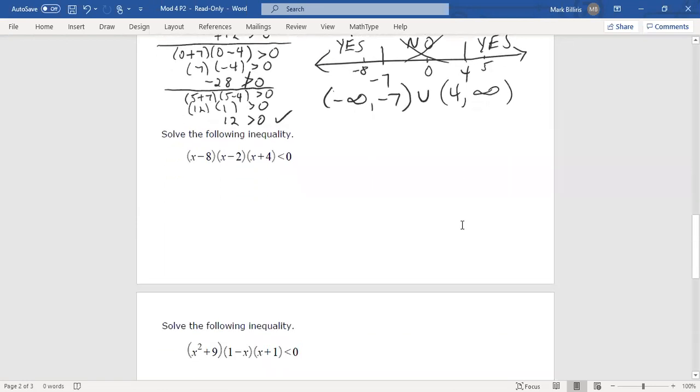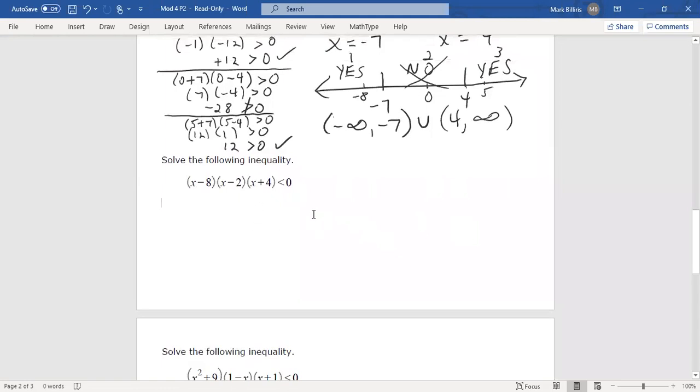The next example, I have 3 different zeros or boundary points to use. So remember, I'm choosing the values that make each factor 0. So for the first one of my boundary points would be 8, because 8 minus 8 gives me 0. My next boundary point would be 2, because 2 minus 2 would give me 0. And my last boundary point would be -4, because -4 plus 4 is 0.